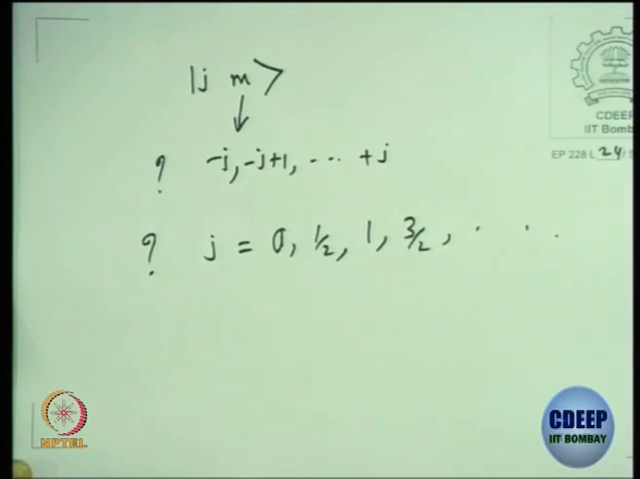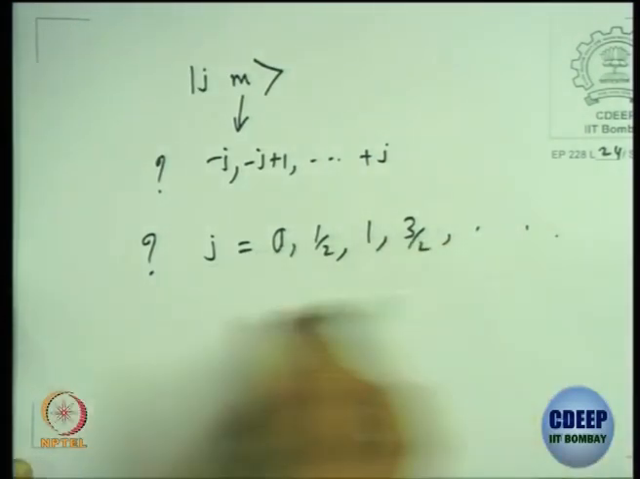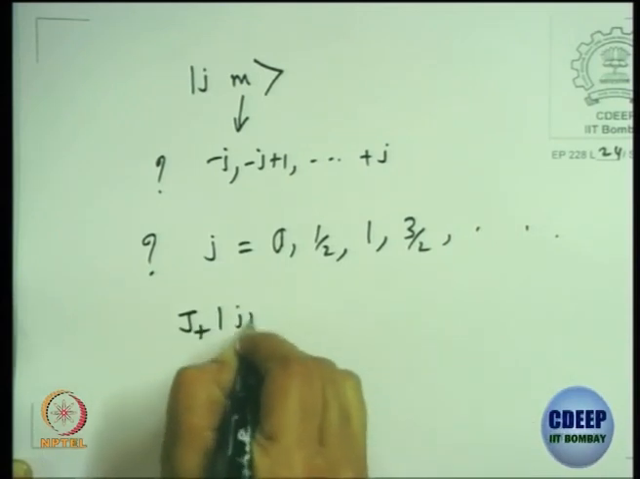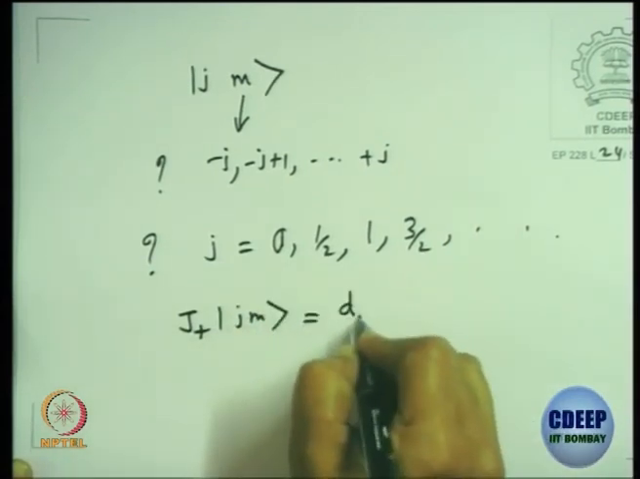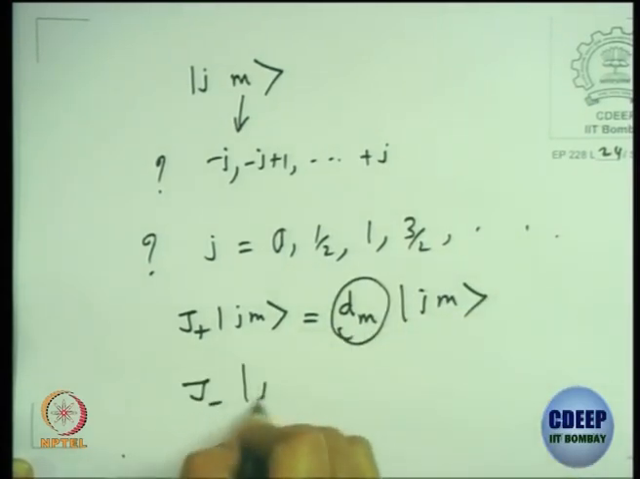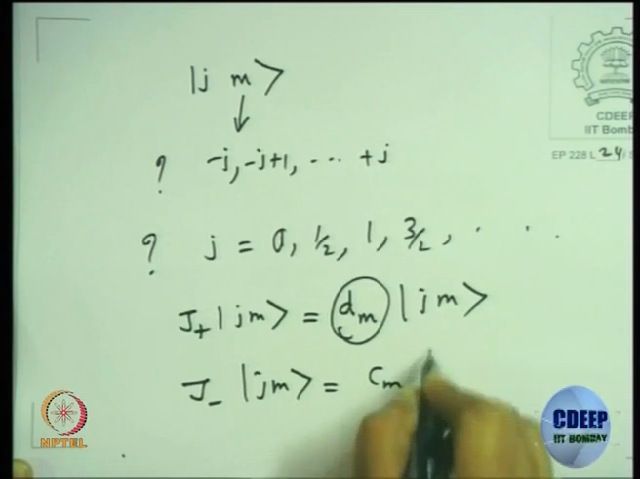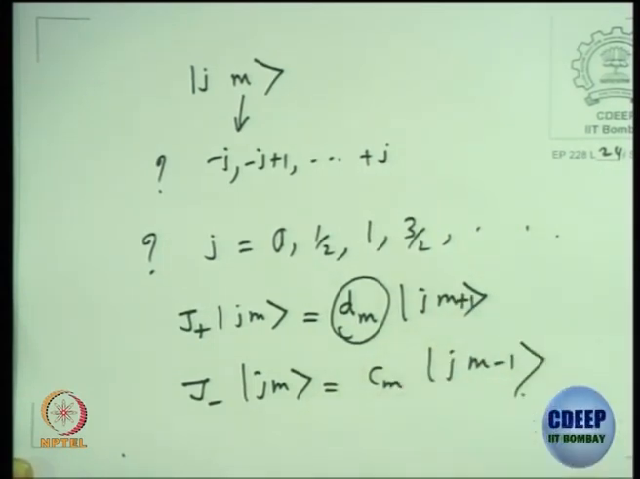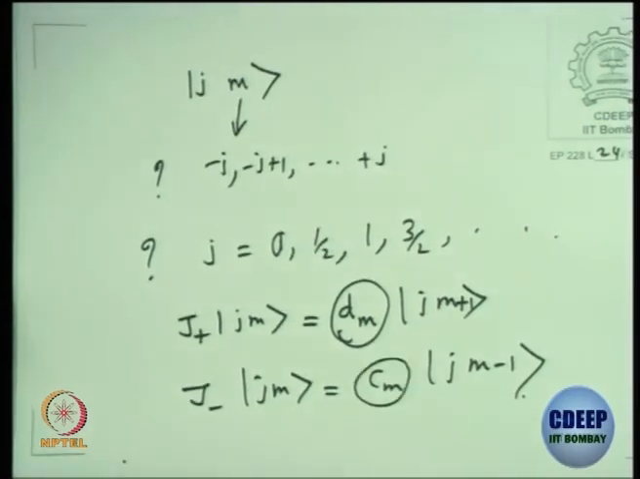In the orbital angular momentum in hydrogen atom, it was only integers. Now we have to naturally see whether we can get half odd integers. This is also to be figured out. What else? I need to also figure out J+ on |j,m⟩ as some d_m on |j,m+1⟩. What is this d_m? J- on |j,m⟩ is some c_m on |j,m-1⟩. I need to figure this out also. Some of these things have not been fixed as of now. So we need to fix this.